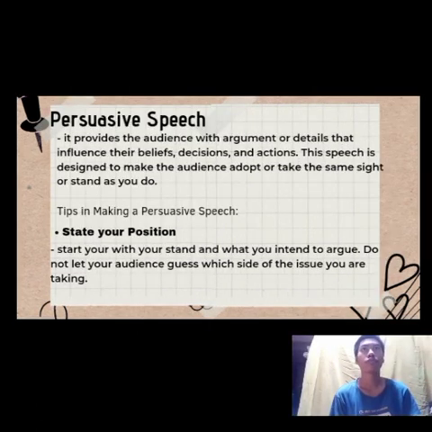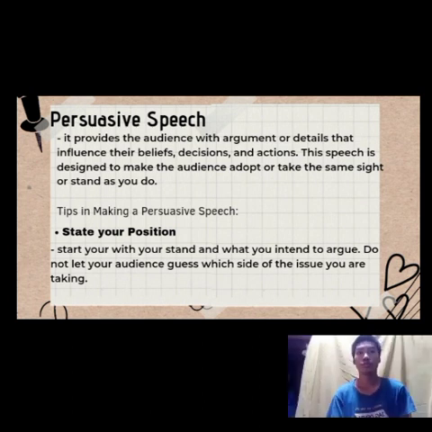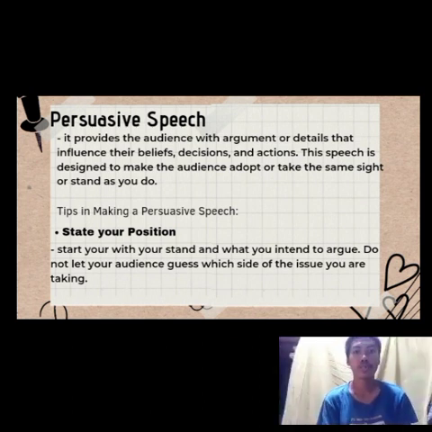Persuasive speech provides the audience with arguments or data that influence their beliefs, decisions, and actions. This speech is designed to make the audience adopt or take the same side or stand as you do. Persuasive speech is a type of speech that helps us convince the audience of a certain view. It helps us become more convincing and create a true impact when we speak. Tips in making a persuasive speech.